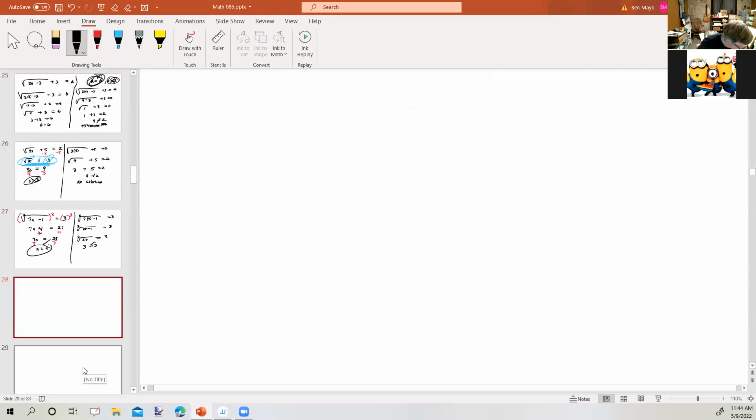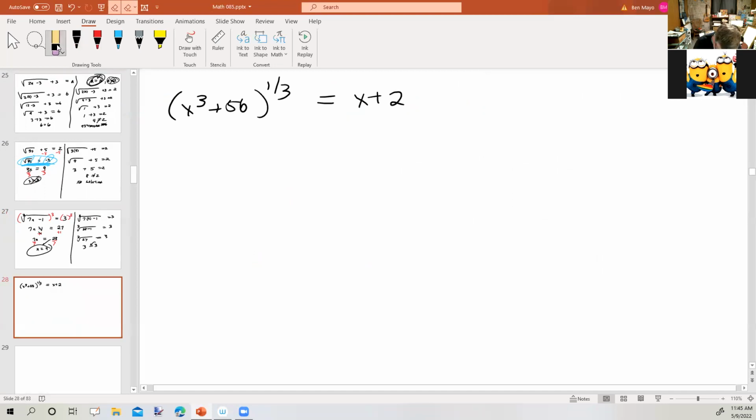Okay, let's take a look at this one. We have x cubed plus 56 to the 1/3 power equals x plus 2. So 1/3 power is the same thing as cube root. So what am I going to do? I'm going to cube both sides.